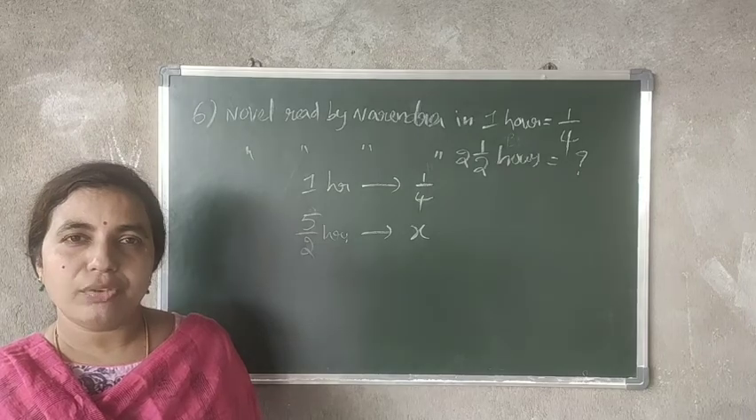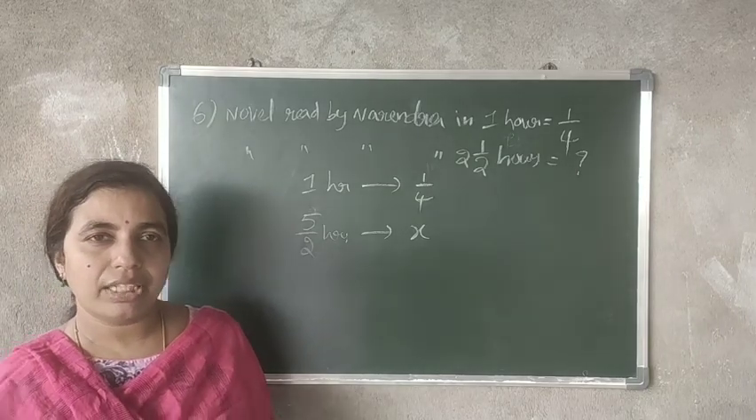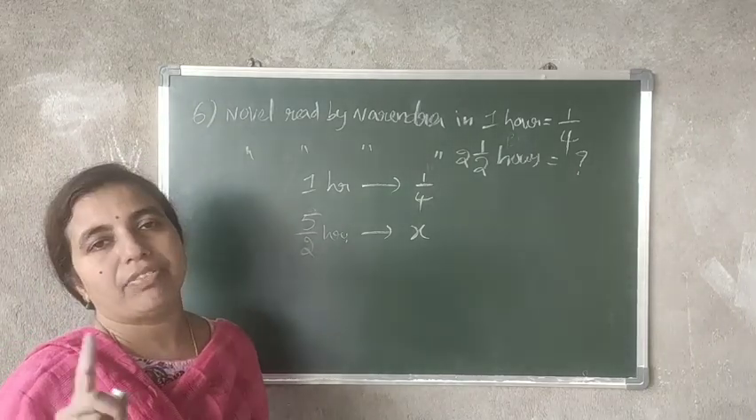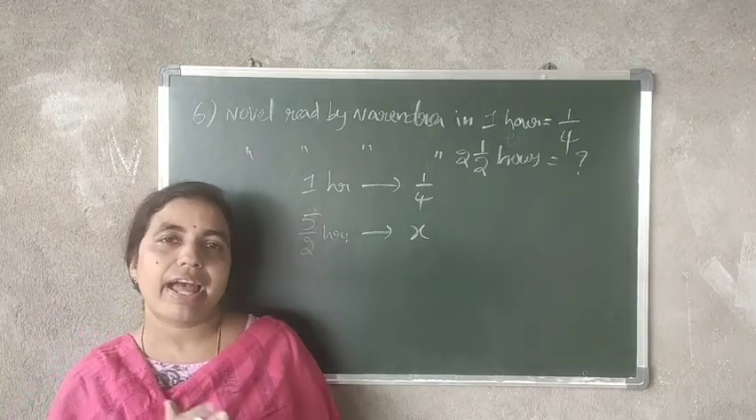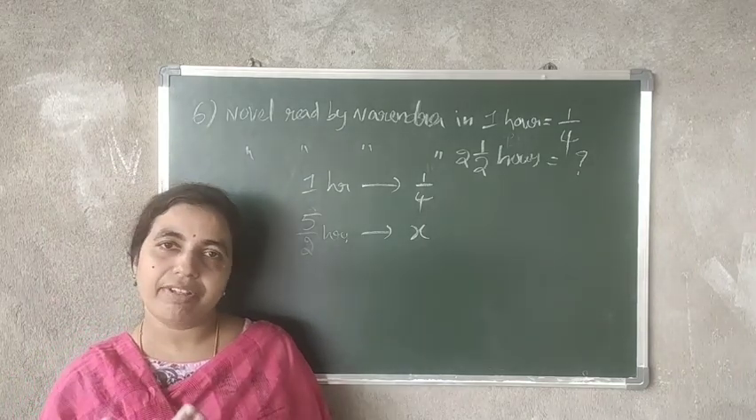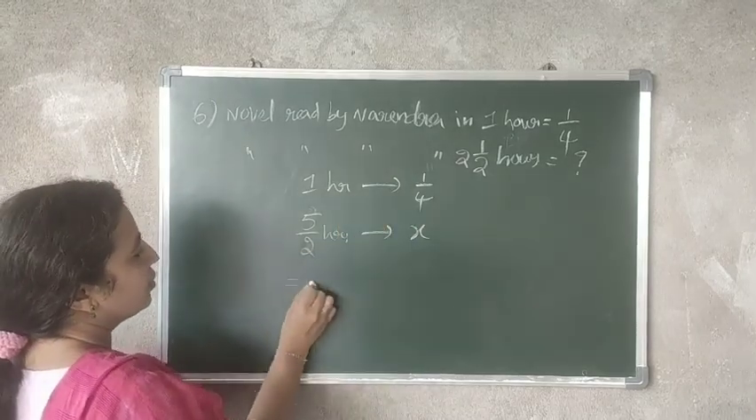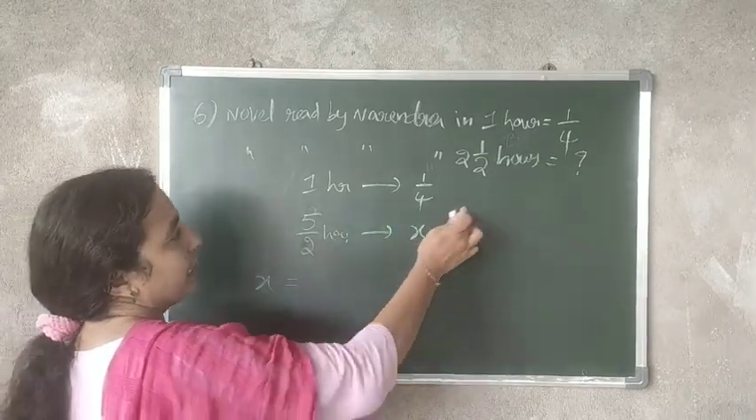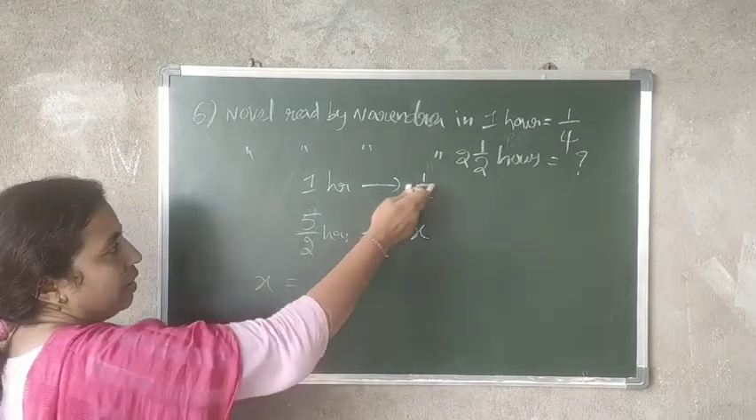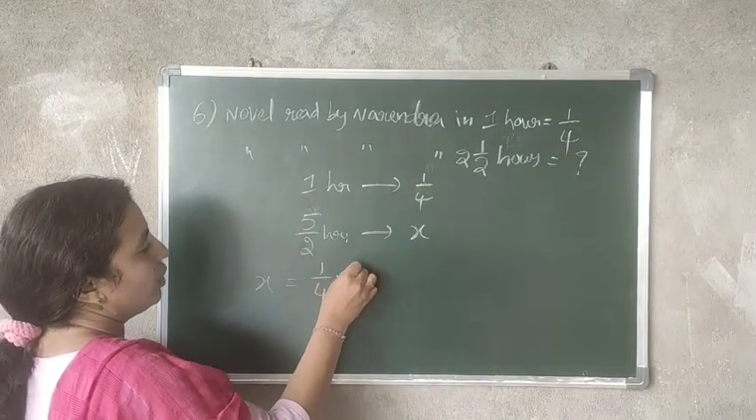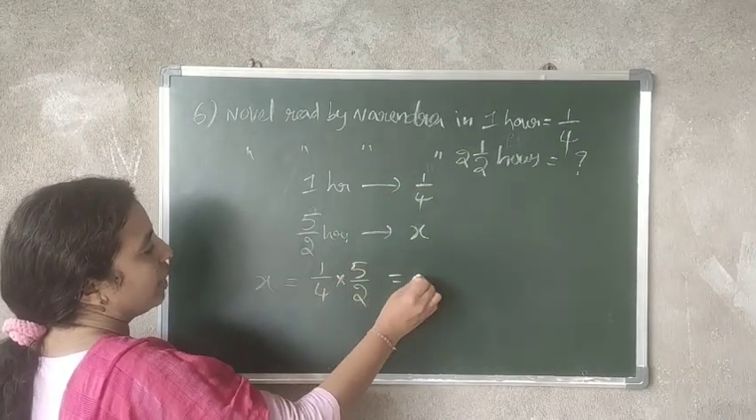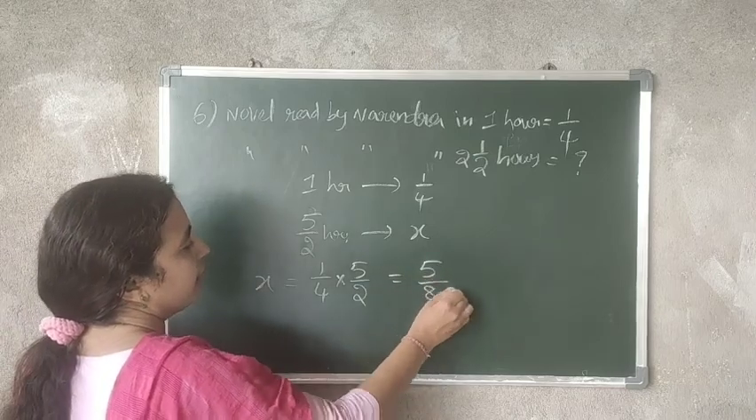Unitary method. You know already unitary method. In 6th class you have learned 1 apple cost is 5 rupees. Then what is the cost of 5 apples? What you did? 5 into 5. Same like that here. So how much? X is equal to, this x is nothing but 2.5 hours. How much he did? Nothing but 1 by 4 into 5 by 2. That is 5 by 8.